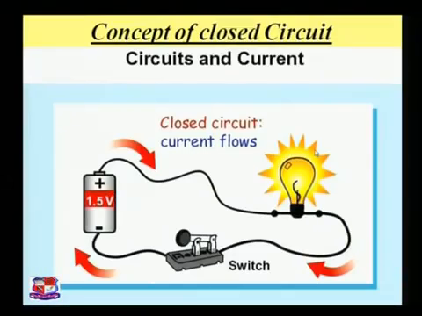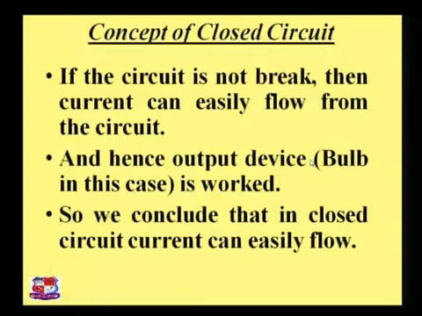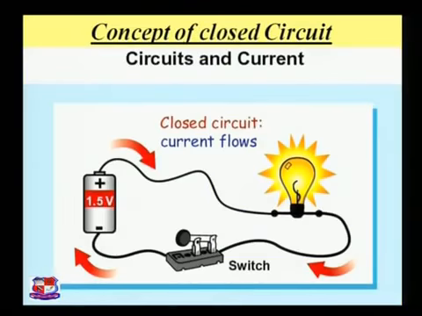The concept of the closed loop circuit. If the circuit's path is not broken, then current can easily flow, because electrons now have a path to flow directly into the circuit, and hence the output device, the bulb in our case, works easily. So we conclude that in a closed loop circuit the current can easily flow.